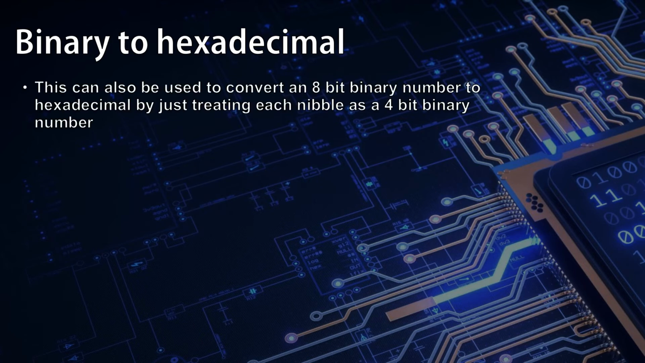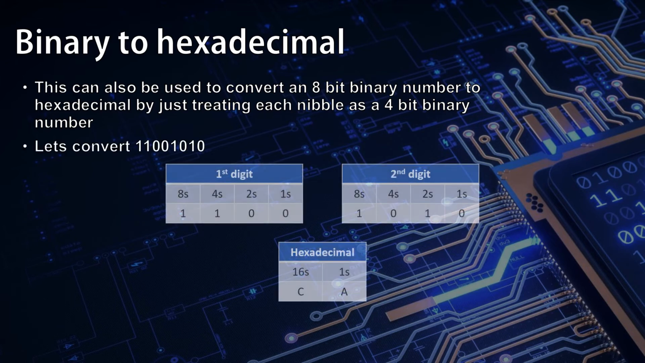An 8-bit binary number can be split in half, treating each nibble as a 4-bit binary number. Then that can be converted, if it is 10 or over, to its hexadecimal equivalent. If we look at converting 11001010, you can see the first number, 1100, is 12. 12 in hexadecimal is C, so our first hex digit is C. Our second nibble is 1010, that's 10. 10 is the equivalent of A in hexadecimal, so you can see that we can convert 11001010 to CA in hexadecimal.